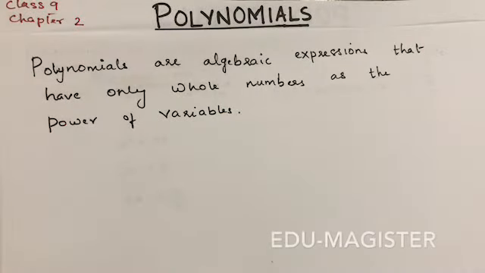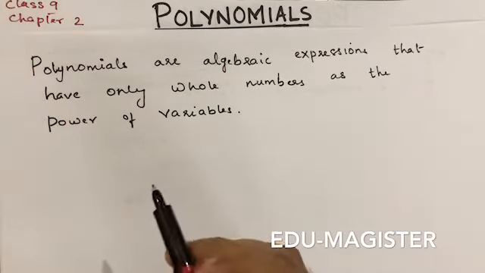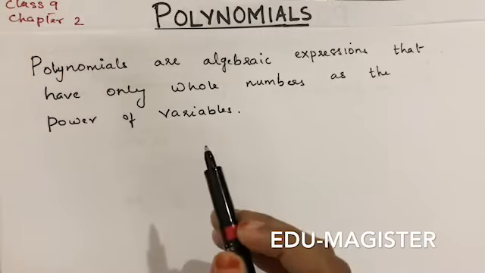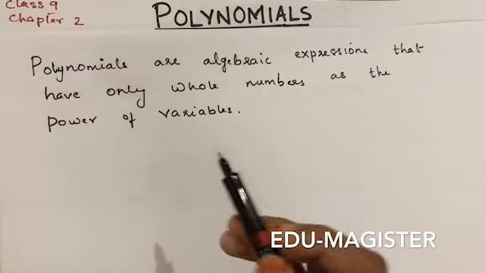Let us learn the second chapter of CBSE Class 9, Polynomials. In this video, we shall cover what is a polynomial and what is meant by degree of a polynomial. So let's begin. Here is a definition for polynomials. Polynomials are algebraic expressions that have only whole numbers as the power of variables.